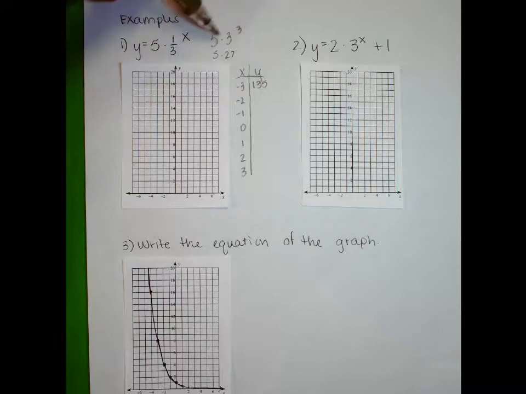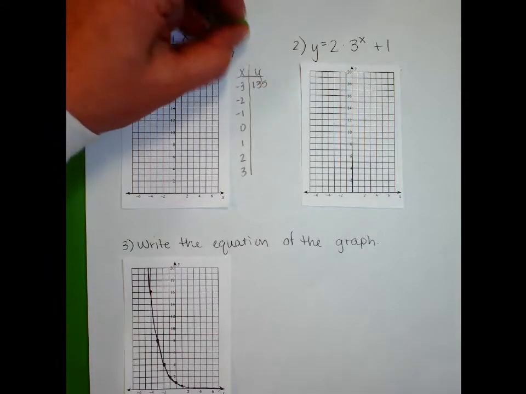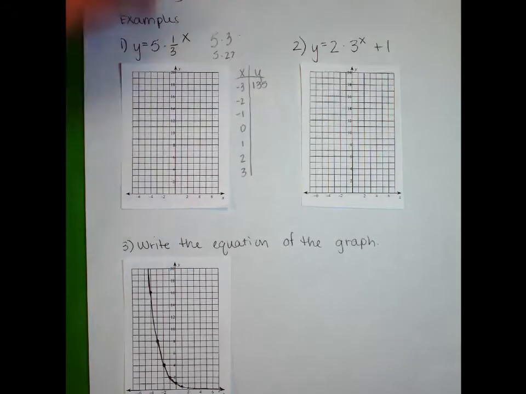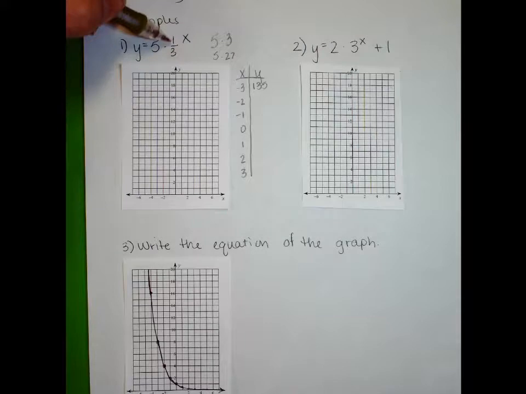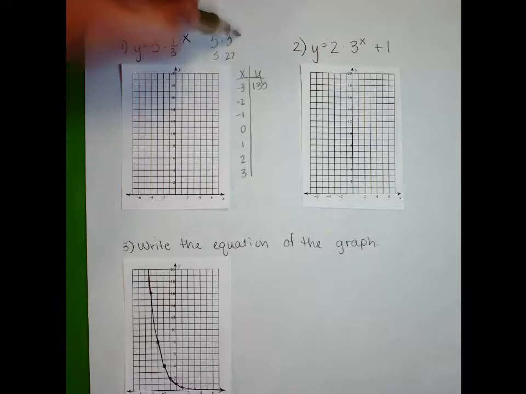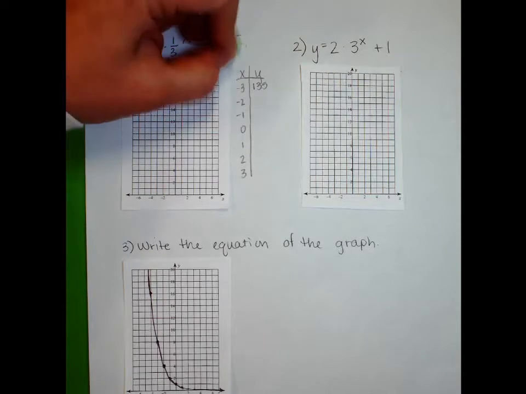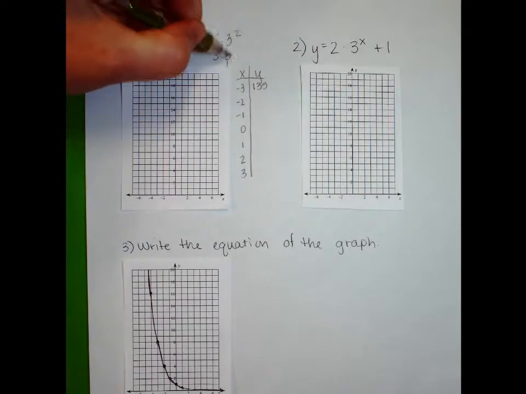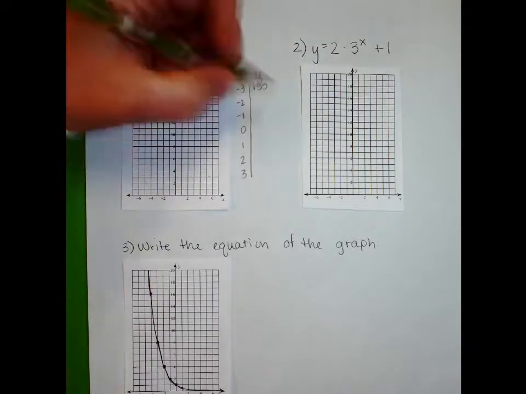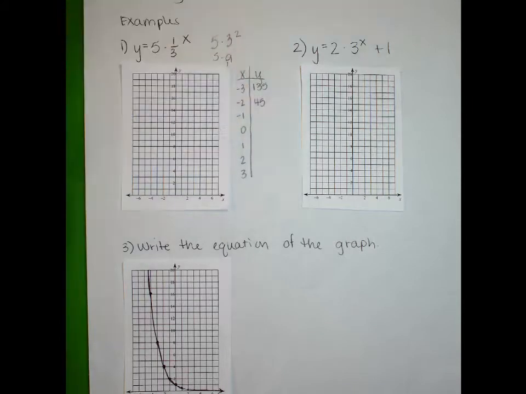So then we try -2. Just like the -3, the negative will flip our fraction, so it'll say take the reciprocal of 1/3 and we get 3 to the 2nd power. So 3 squared is 9. So now we have 5 times 9, which would be 45. And that still won't fit on our graph.